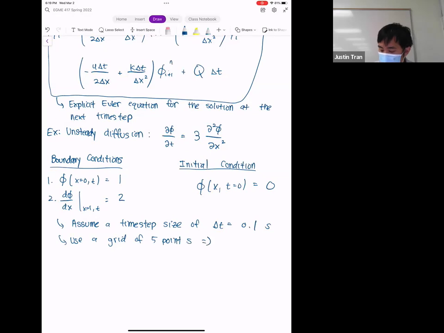Okay. And we're also going to use a grid of 5 points. And so we're only going to use 5 points to discretize our domain. And so this tells us that our grid spacing delta x is equal to 0.25.